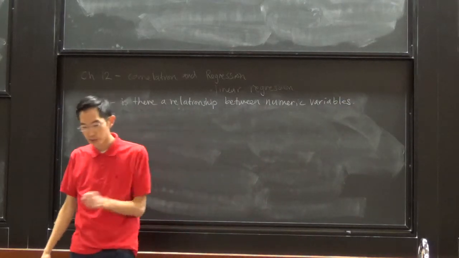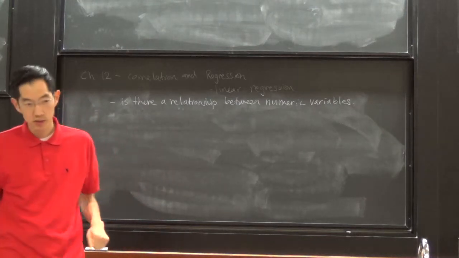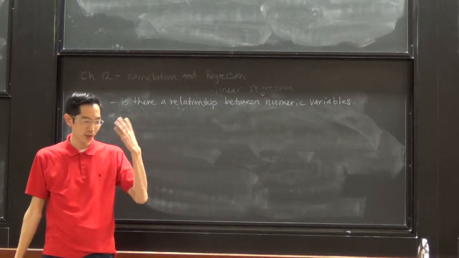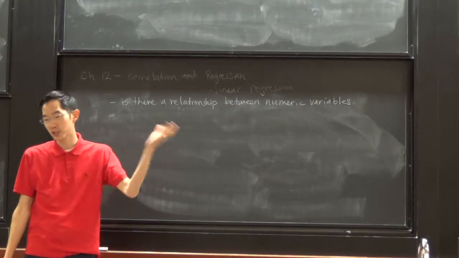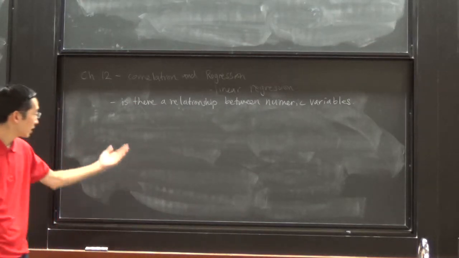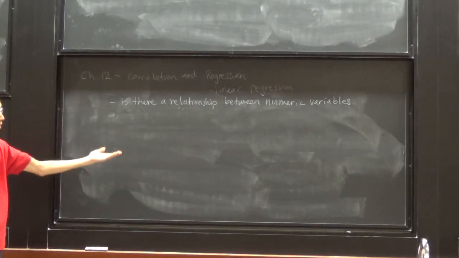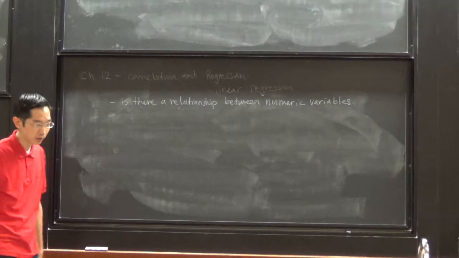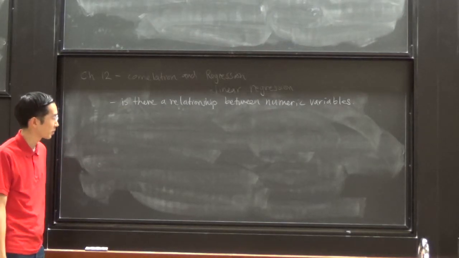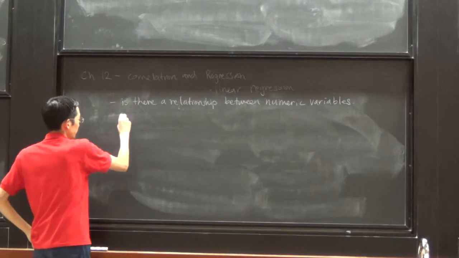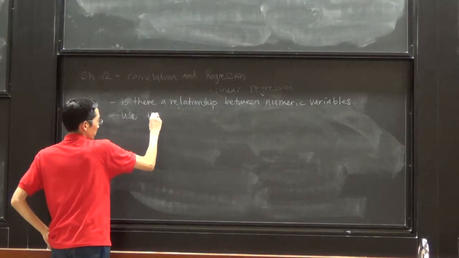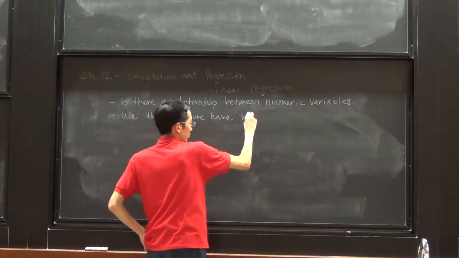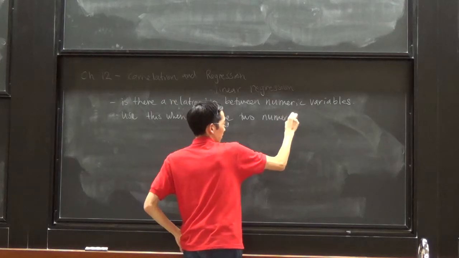All the other tests we've learned in this class involved a categorical variable, either two categorical variables, or a categorical variable by itself, or a categorical variable and a numeric variable. And regression, this is the last one, this is the one where we have two numeric variables. If you have two numeric variables, you will have to use correlation and regression. Okay, so use this when we have two numeric variables.